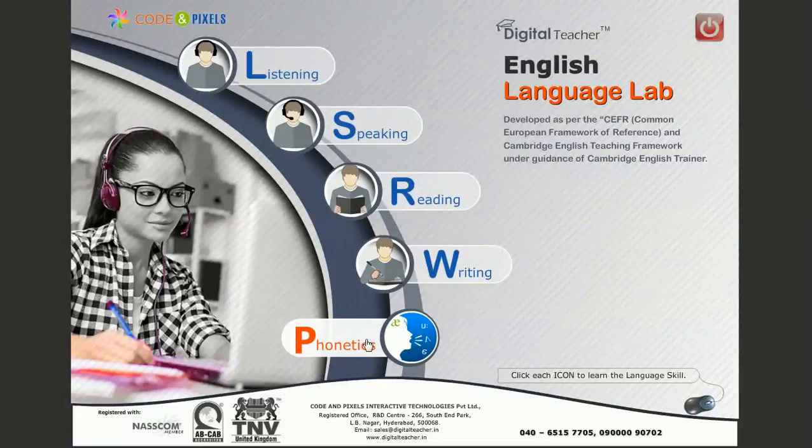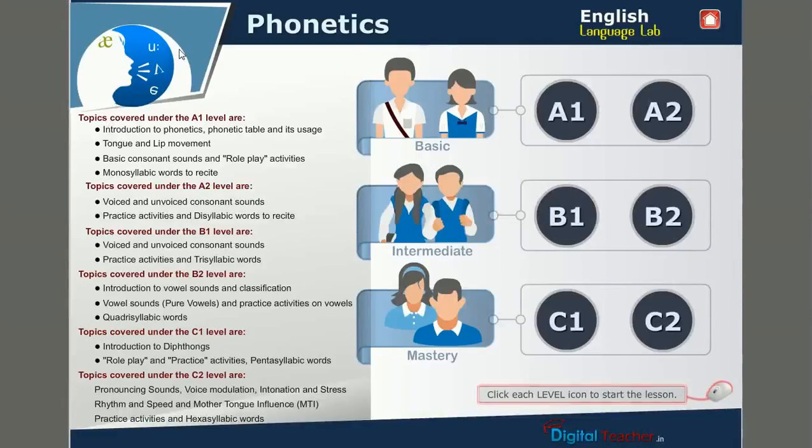Now we'll see about phonetics. So now we are into the phonetics section. Here on the left side of the pane, you can see the topics that are covered under each level, from level A1 to C2. On the right side of the pane, you can see all the sections. We can go through all these sections one by one.